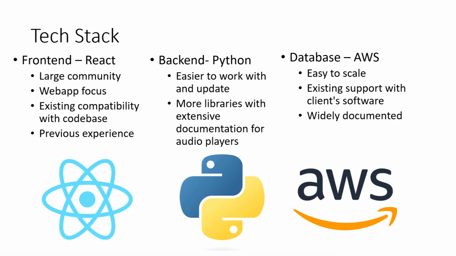For the tech stack, we decided on a React frontend due to its large community for documentation, its focus on web app support, and the fact that many of our developers are experienced with the platform. Not to mention that it is also active in the current code base for the project. For the backend, we decided on Python due to its simplicity, which makes it easy to update and maintain, and its wealth of extensive libraries for implementing features like audio players. Finally, for our database solution, we settled on AWS. AWS is a secure cloud framework that can store our audio data and access it from the web app. It scales easily, is widely documented, and is already supported with the client's current architecture for the project.